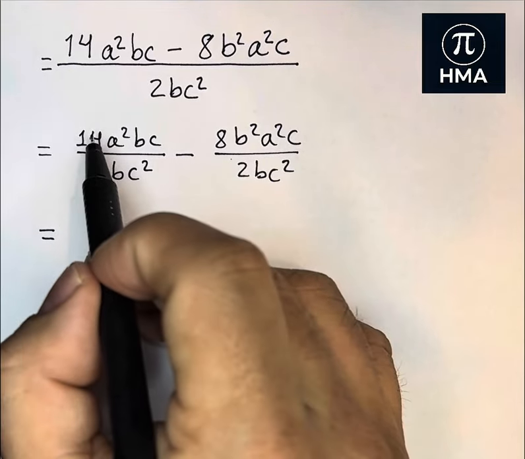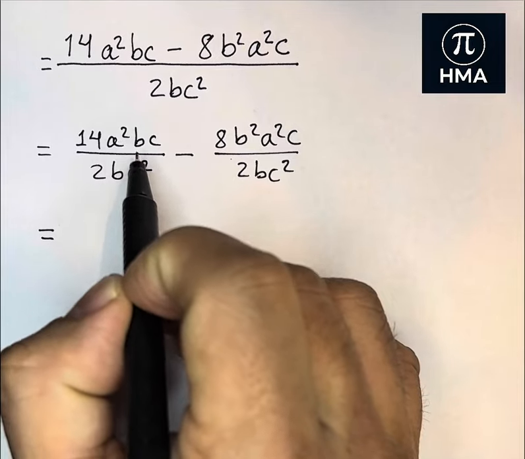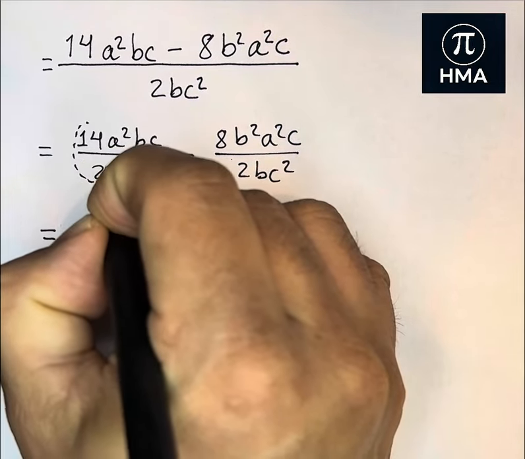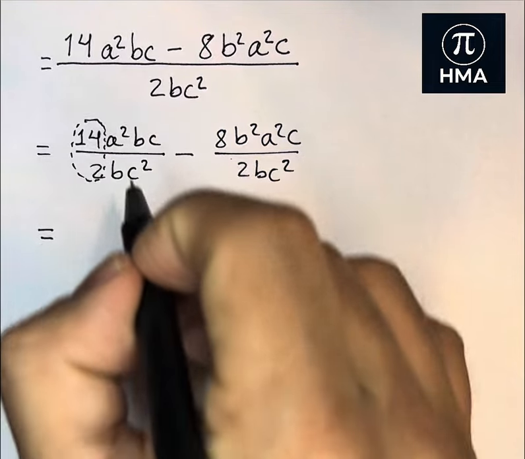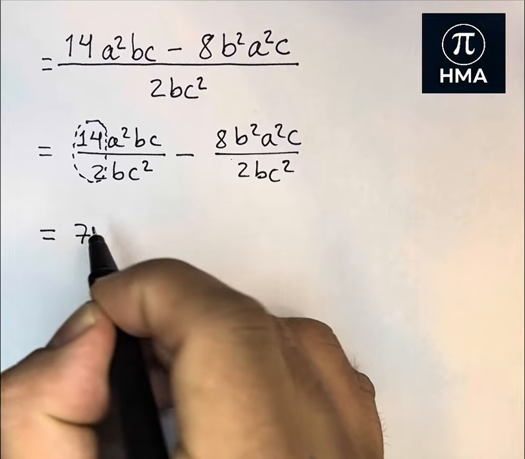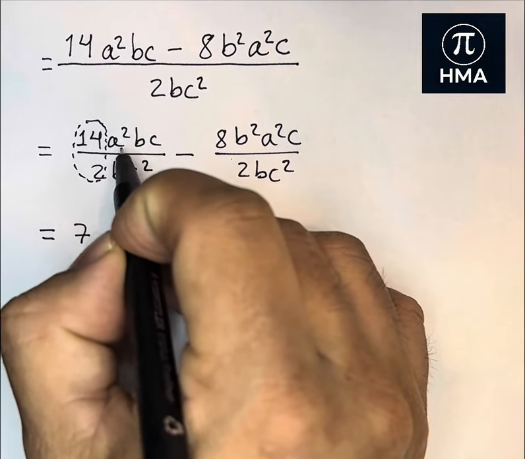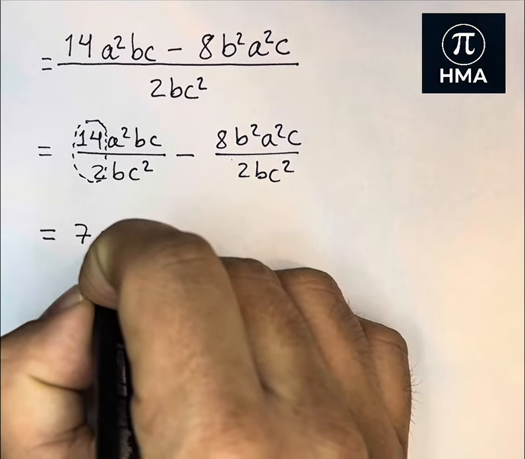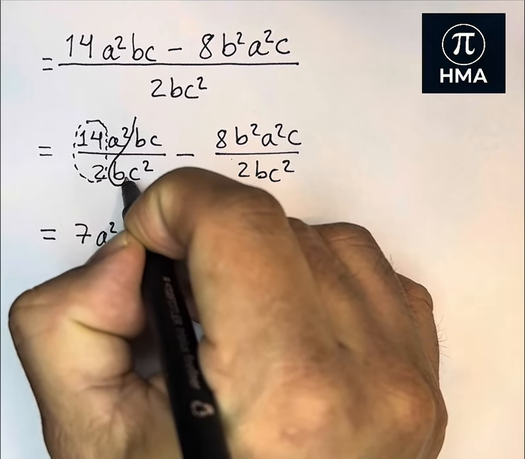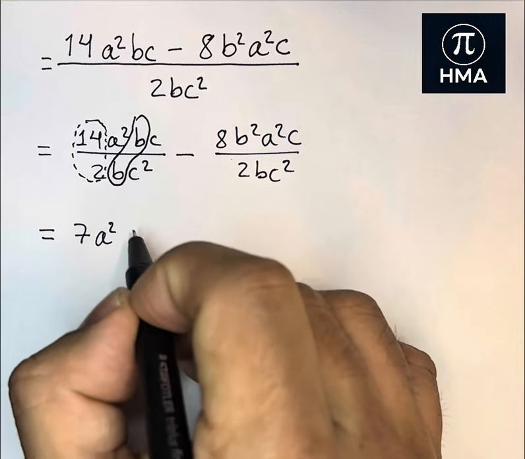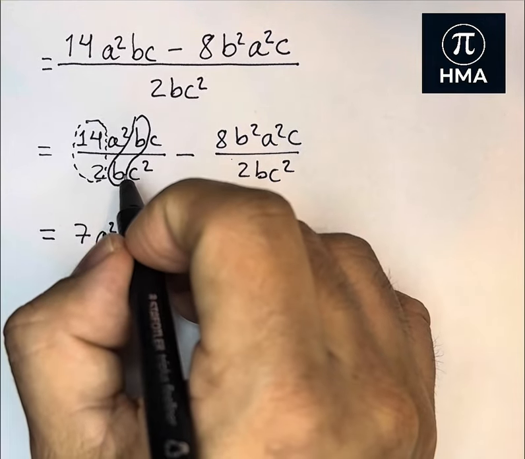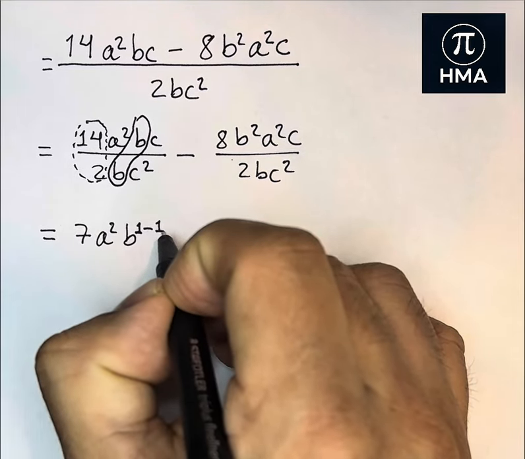In this case, we have coefficients and different variables. So we divide coefficients with coefficients and the corresponding variables. In this case, we have 14 divided by 2 is 7. Then we have a squared here, and we don't have it in the denominator, so we keep a squared. Then b: we have b power 1 in the numerator minus the power of the b in the denominator, that is 1.